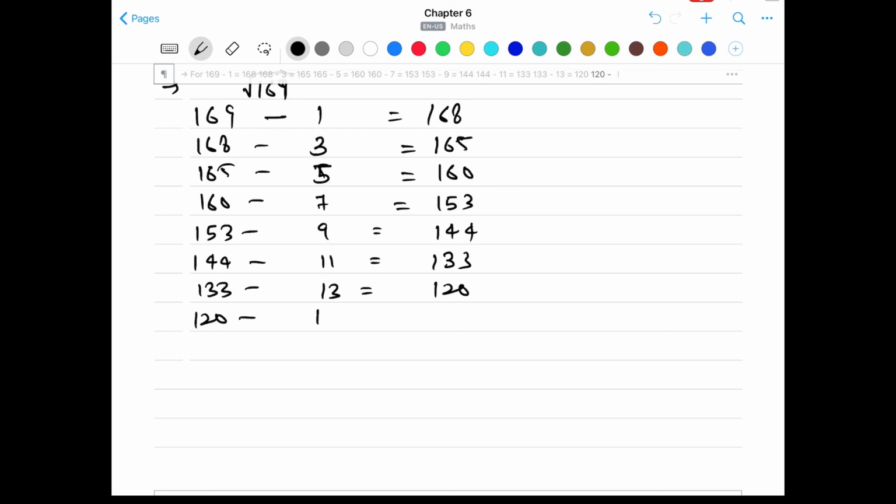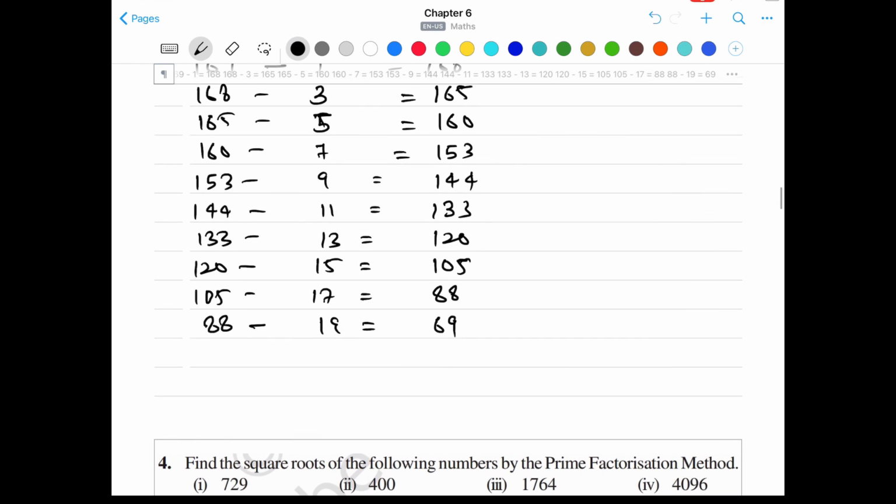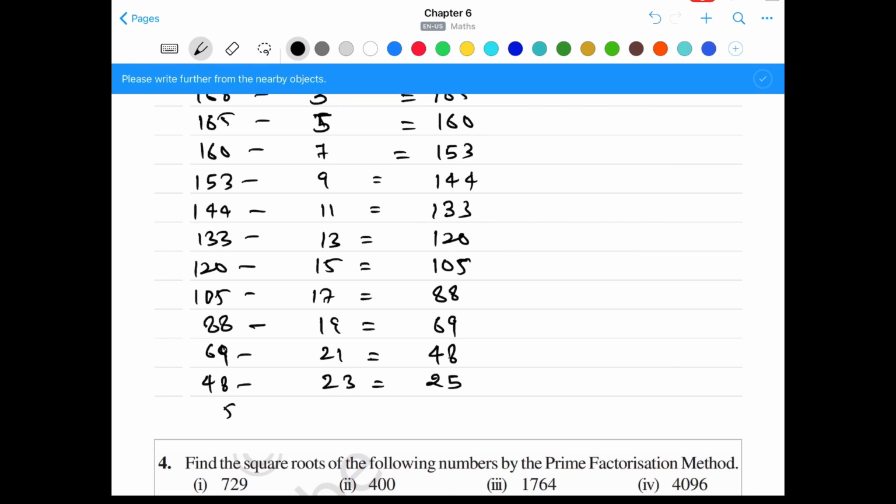Then 120 minus 15 is 105. Then 105 minus 17 will be 88. Okay, and 88 minus 19 will be 69. Okay, and 69 minus 21 will be 48. Then 48 minus 23 will be 25. Okay, then 25.